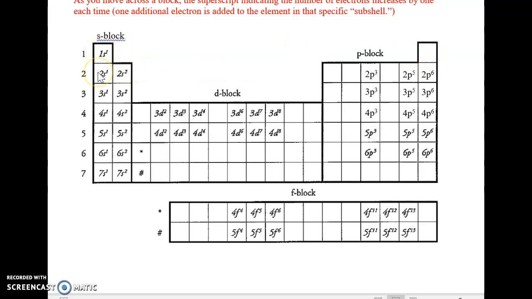Okay? And then we just keep moving left to right and top to bottom. We then fill the 2s subshell, and then the 2p subshell, and then the 3s, and then the 3p, and then the 4s, and then the 3d, and then the 4p, and then the 5s, and then the 4d, and then the 5p, and then the 6s, and then be careful here.